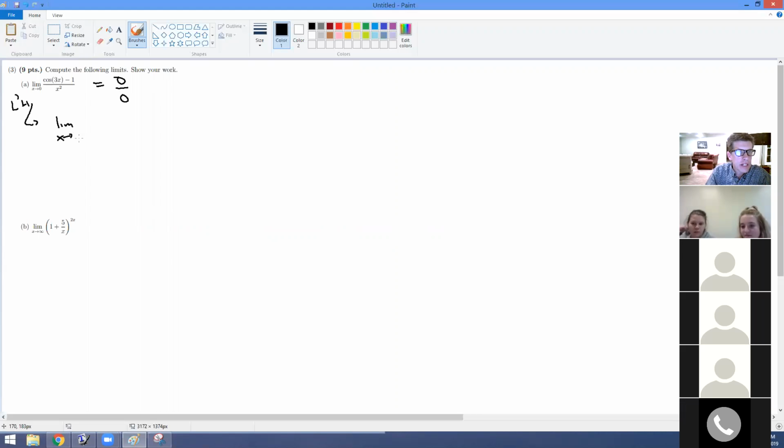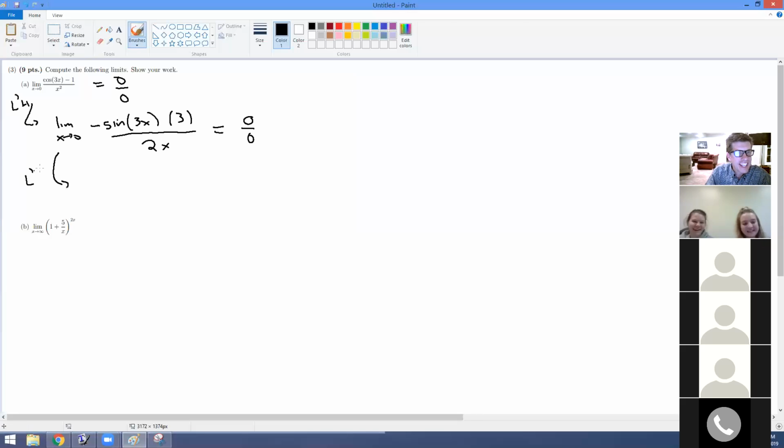Derivative of cosine of anything. Negative sine. Negative, good. What else do we get? Times the derivative of anything, so times derivative of 3x. Derivative of 1 is 0. Downstairs, 2x. Now what? Plug it in again. Sine of 0. 0. 0 over 0. Do what? L'Hopital. Do it again, yeah.